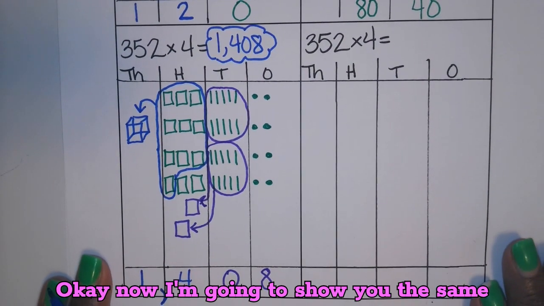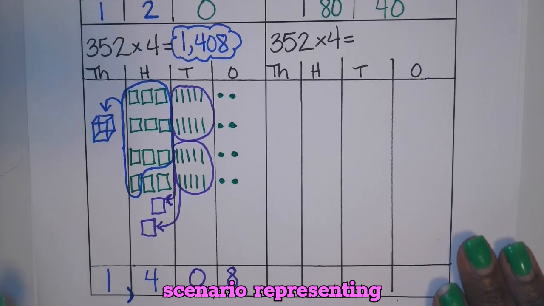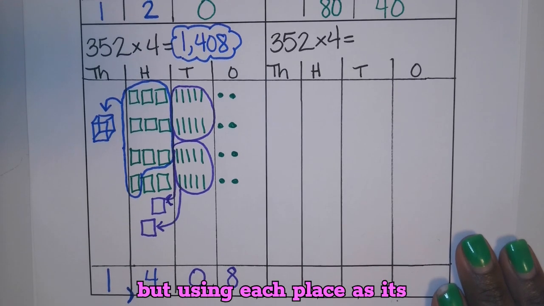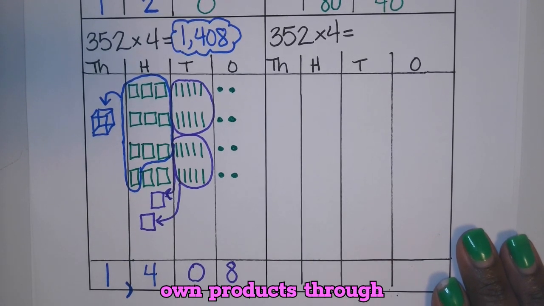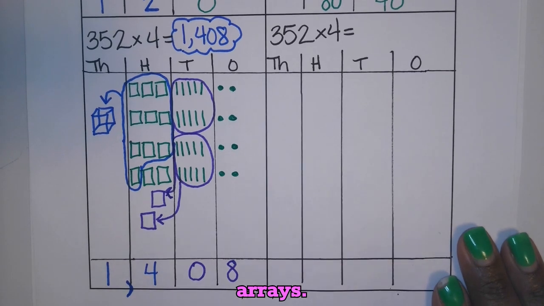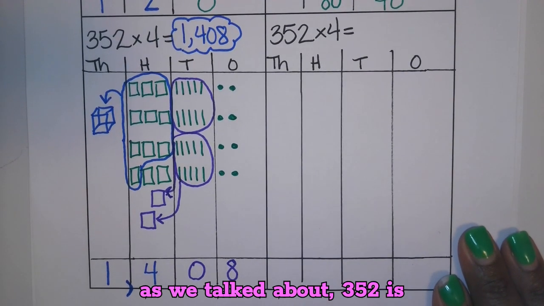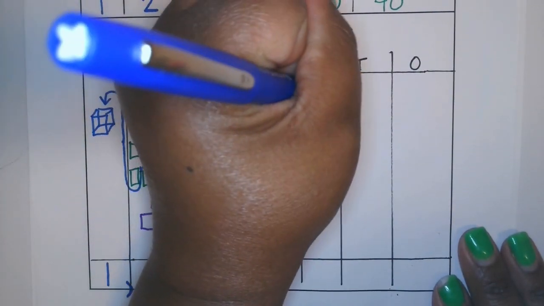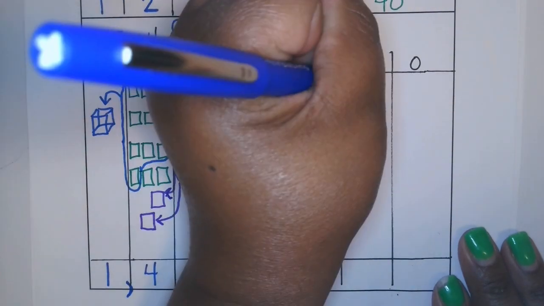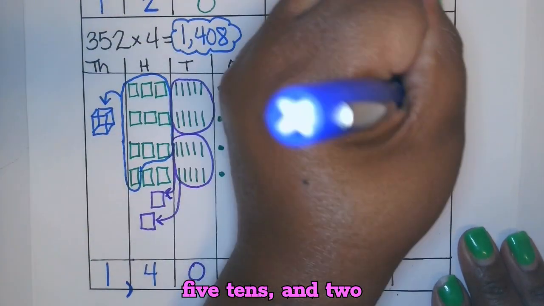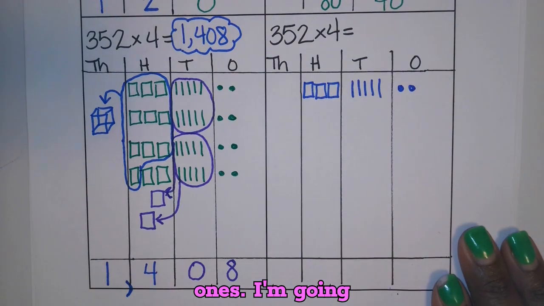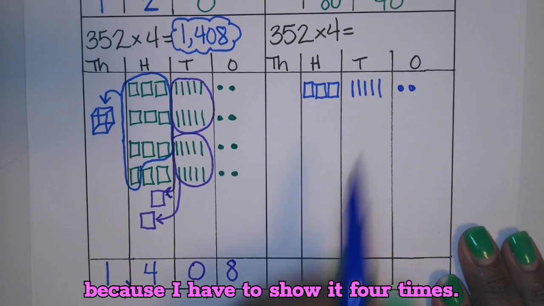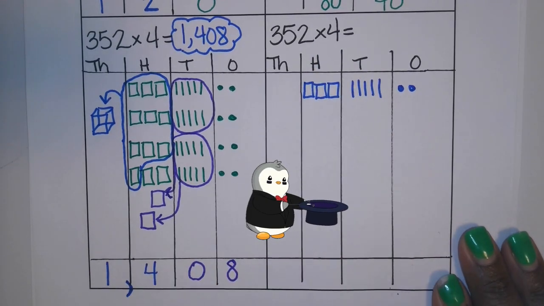Okay, now I'm going to show you the same scenario, representing 352 in the same way, but using each place as its own product through arrays. As we talked about, 352 is represented by 3 hundreds, 5 tens, and 2 ones. I'm going to repeat this picture 3 more times because I have to show it 4 times.